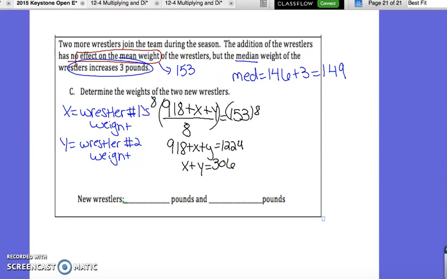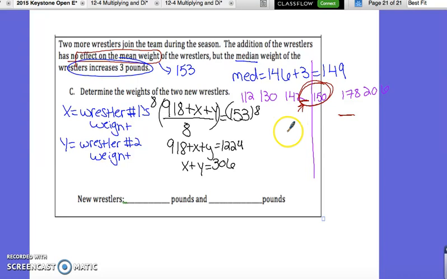Then I had to list my wrestlers in order again. So I knew that it was 112, 130, 142, 150, 178, and 206. If there are now 8, that means that I'm going to have to add 1 wrestler to the left and 1 wrestler to the right somewhere. But I know that my median increased somewhere along here. So I knew that my new wrestler, one of them, had to fit right here.